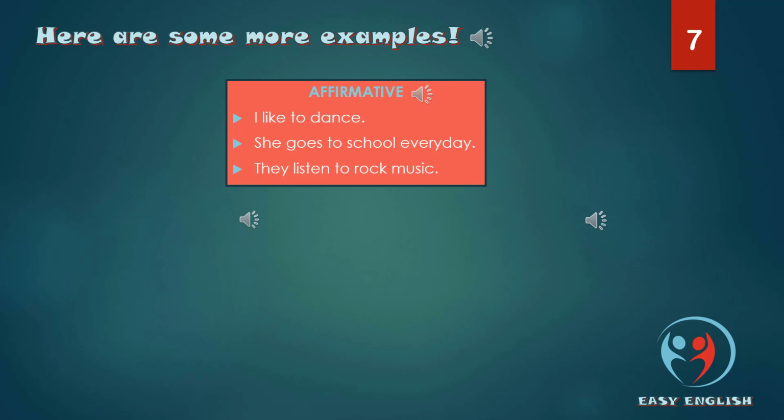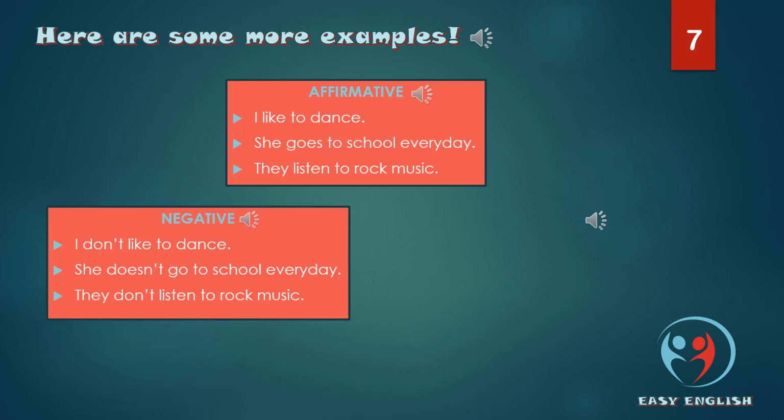Affirmative. I like to dance. She goes to school every day. They listen to rock music. Negative. I don't like to dance. She doesn't go to school every day. They don't listen to rock music.